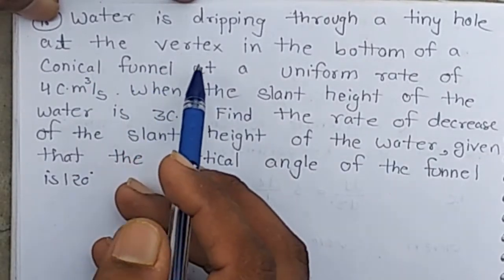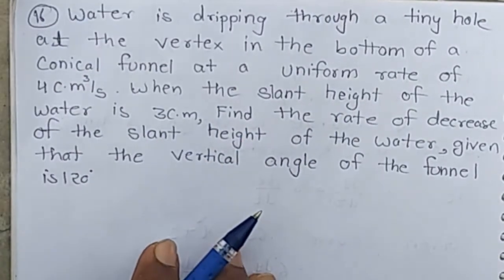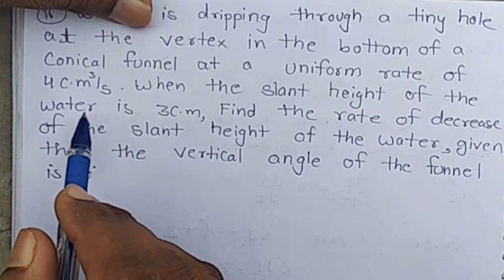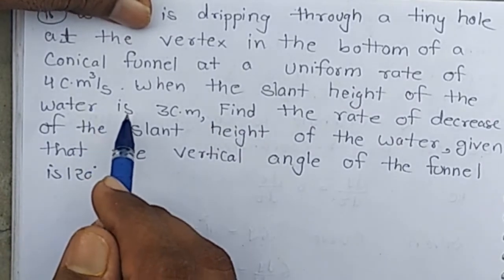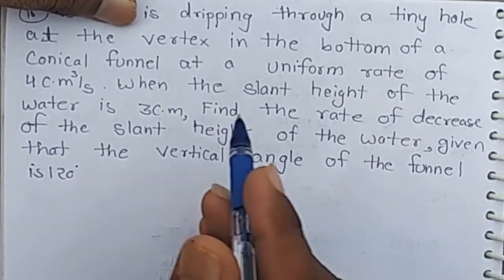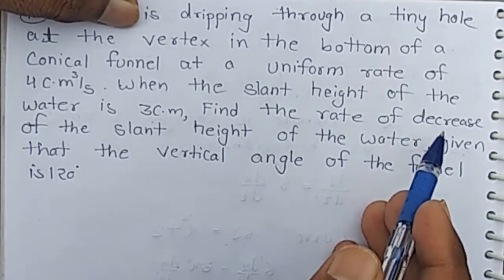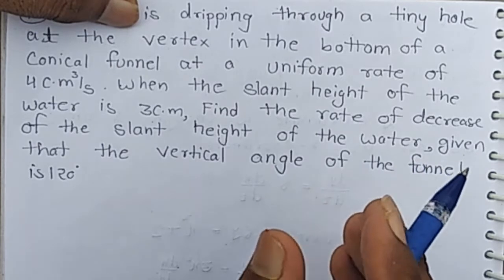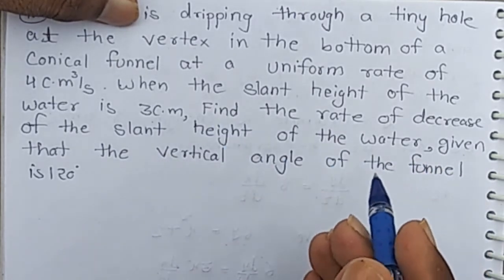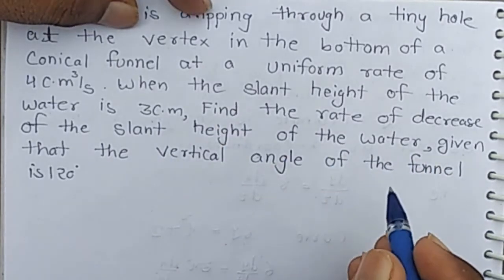Water is dripping through a tiny hole at the vertex in the bottom of a conical funnel at a uniform rate of 4 centimeter cube per second. When the slant height of the water is 3 centimeter, find the rate of decrease of the slant height of the water, given that the vertical angle of the funnel is 120.